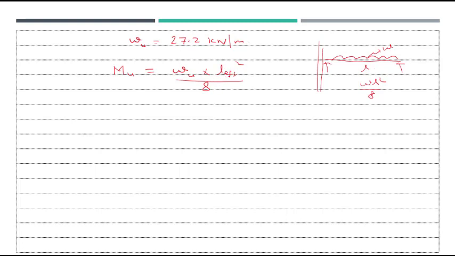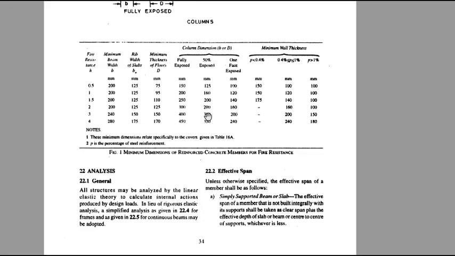Here we have to compute the effective span. So L effective is the effective span of the beam. We have to compute this effective span for this case. So how are you going to compute the effective span of the beam? Again, we will go to the code. For effective span, you come to page number 34 and read clause number 22.2.